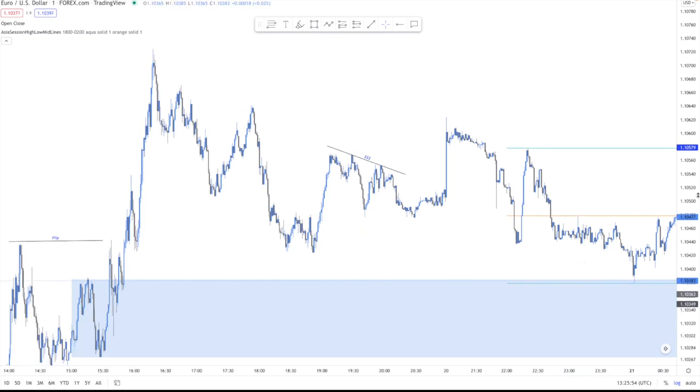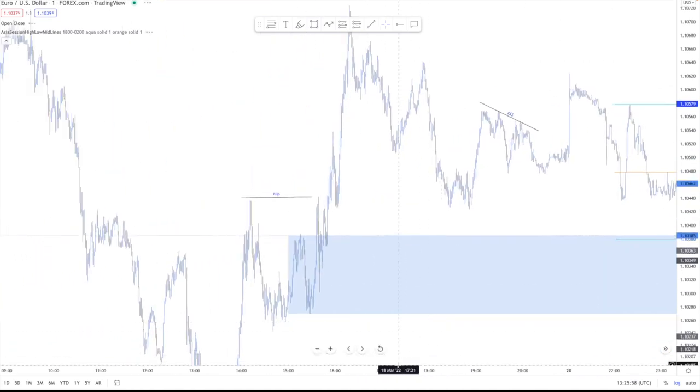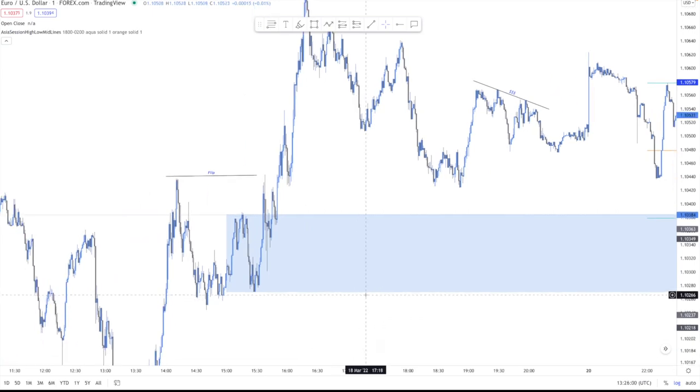Now this is all I'm really going to do in this video. We will go more into depth in future videos, but for now we'll just leave it there. I just made it quite simple for you guys to understand what liquidity is.